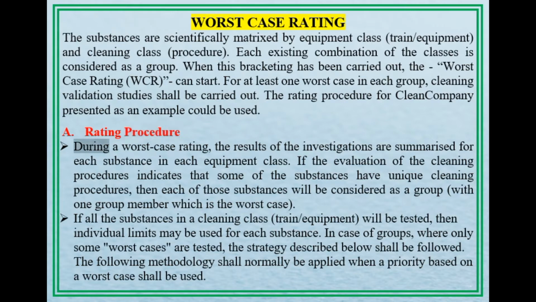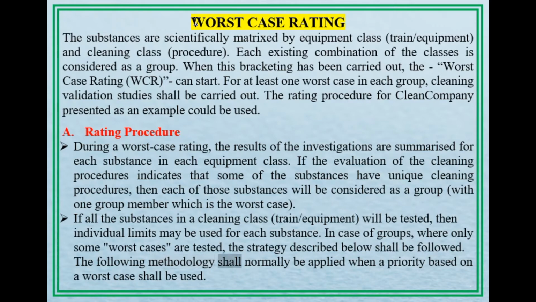Rating procedure. During a worst-case rating, the results of the investigations are summarized for each substance in each equipment class. If the evaluation of the cleaning procedures indicates that some of the substances have unique cleaning procedures, then each of those substances will be considered as a group, with one group member which is the worst case. If all the substances in a cleaning class, train/equipment, will be tested, then individual limits may be used for each substance. In case of groups, where only some worst cases are tested, the strategy described below shall be followed.